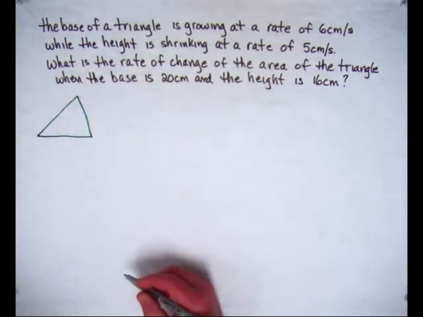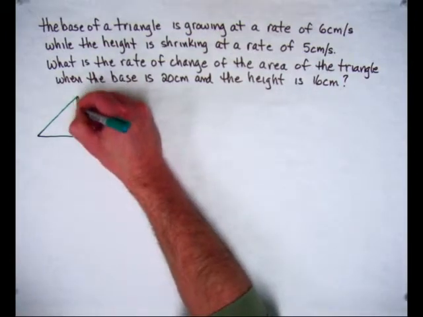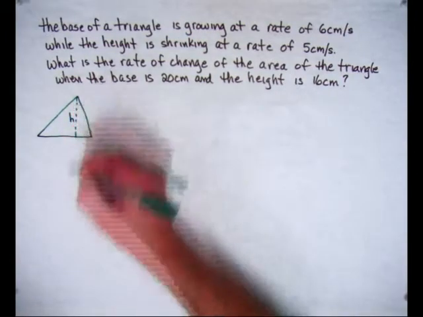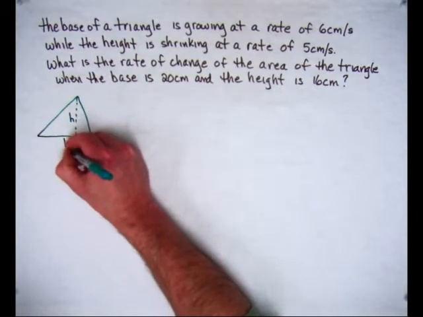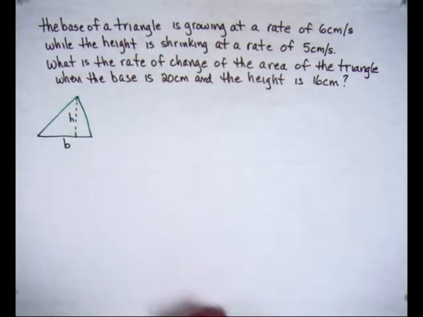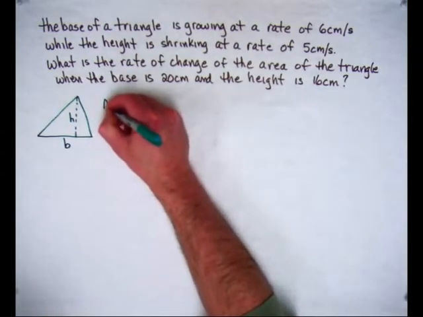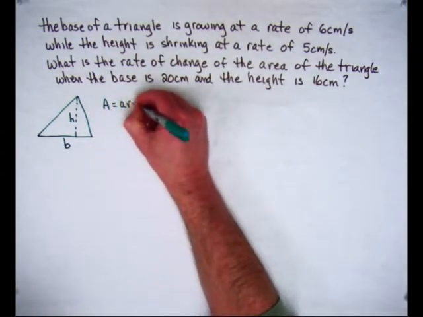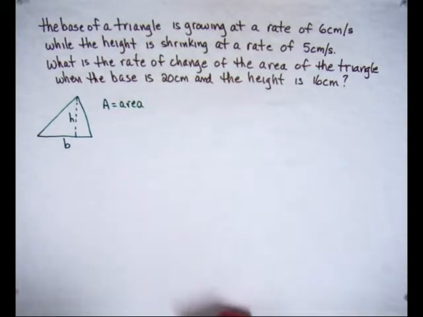The two quantities in the triangle that are changing are its height, which we can call h, and its base, which we can call b. And the other quantity that's changing, of course, is the area, A. So there are three things in this question changing, so each one has to be identified with a variable.